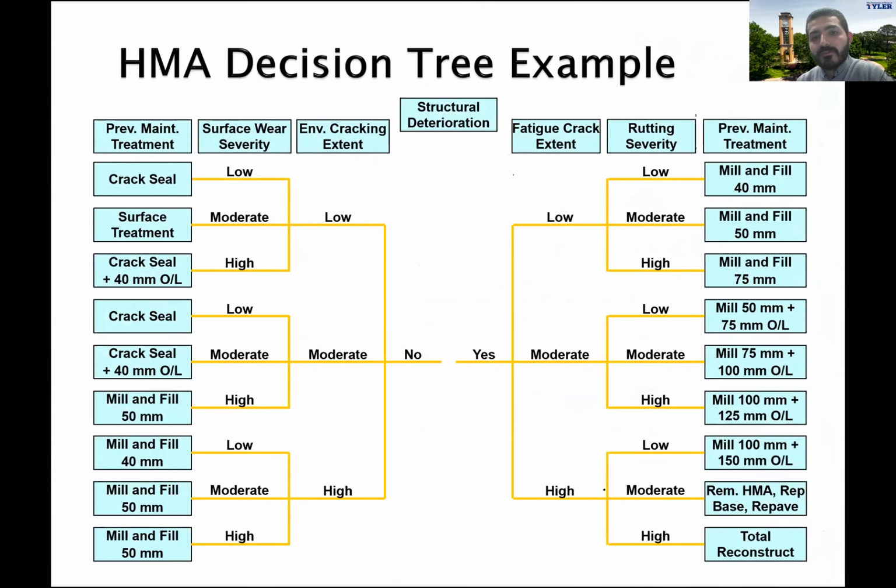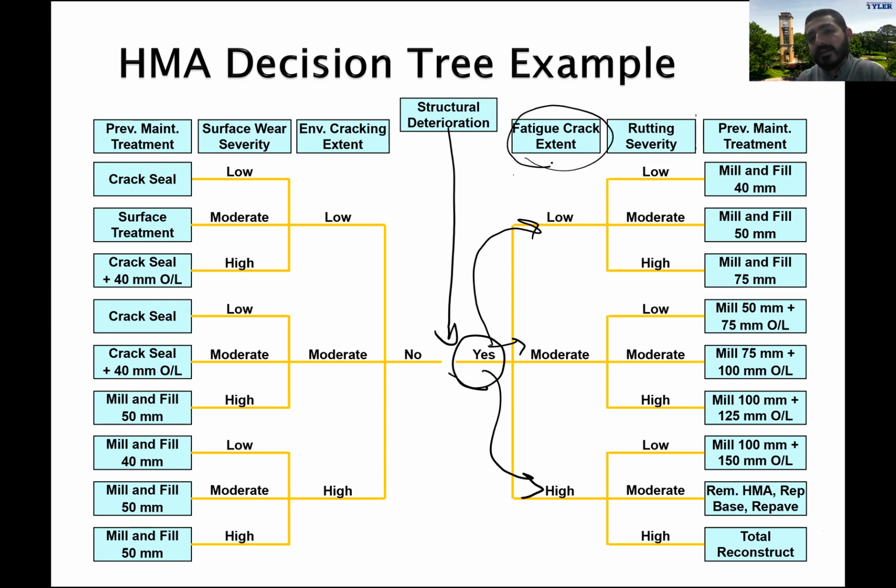This is an interesting one, a very important and very comprehensive type of tree. The first question you're asking yourself, in the middle, is: does this distress that you see in the field show structural deterioration or functional deterioration? We defined this early on in chapter 4, I believe. If it's a yes, it's a structural deterioration. Now you ask yourself, is it low, moderate, or high?